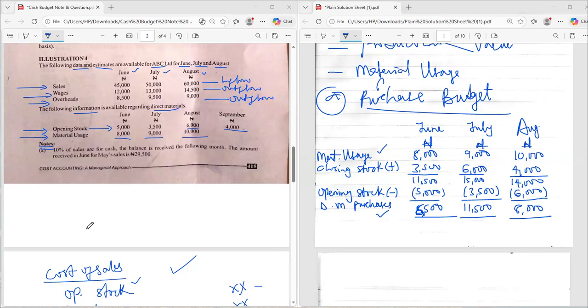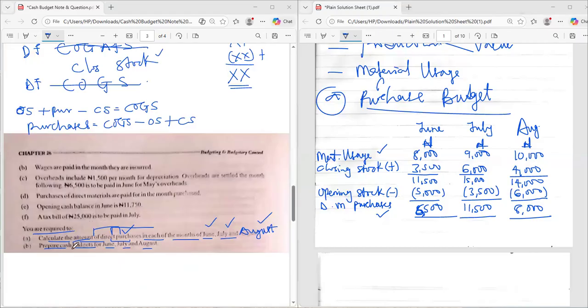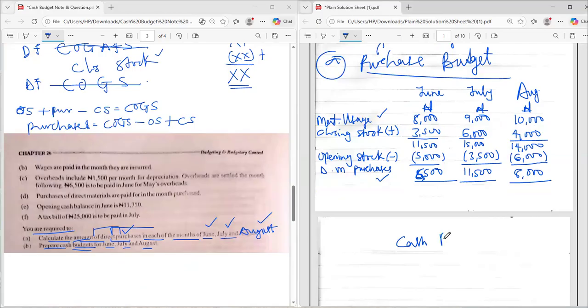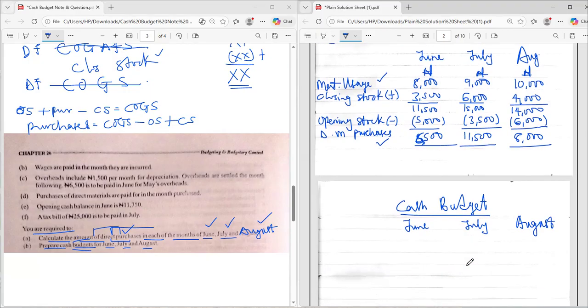All right. So the next one is to prepare our cash budget. Which month are we preparing it for? June, July, and August. Are we good? So in Naira, cash budget is always in Naira.